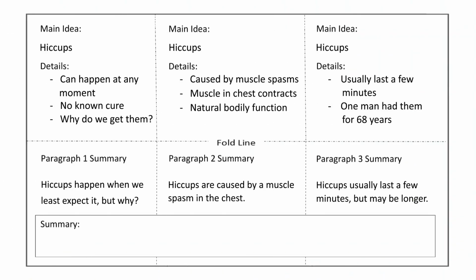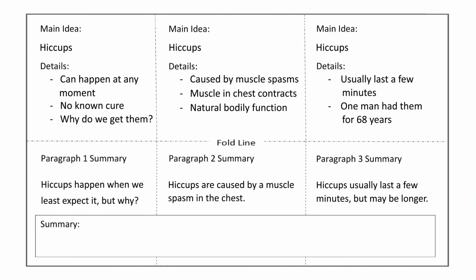Once all paragraph summaries have been composed, it's time to write a summary of the whole passage. As you can see, my foldable has all of the paraphrases written, and now there's room at the bottom to combine them into one summary. It's important to know that the final summary will be short, but we do not have to stick to the 10-word rule. That is only for individual paragraphs.